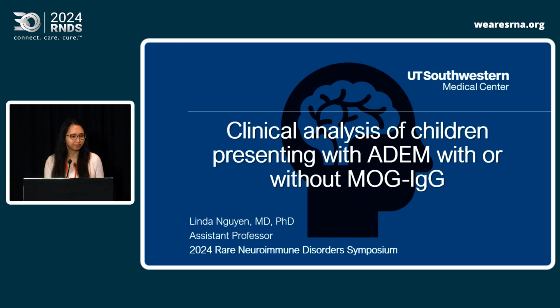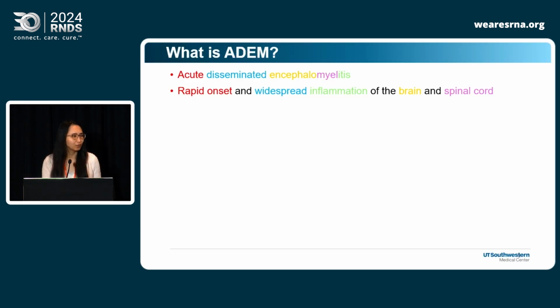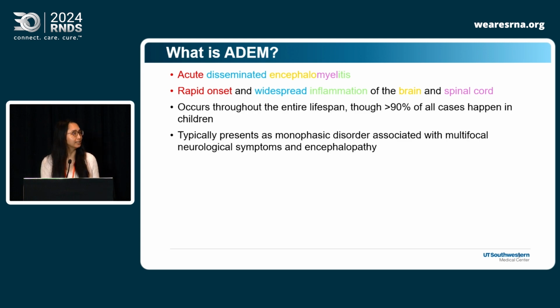As the room already is fully aware, ADEM stands for acute disseminated encephalomyelitis, which, if you break down the term, means a rapid onset and widespread inflammation of the brain and spinal cord. ADEM can occur across the lifespan, affecting really anyone, but it predominantly affects children.